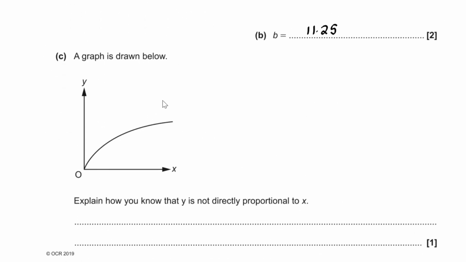And now for part C, a graph is drawn, and we have to explain how you know that y is not directly proportional to x. Well, although this curve passes through the origin, we don't have a straight line, and therefore we can conclude that y is not directly proportional to x.